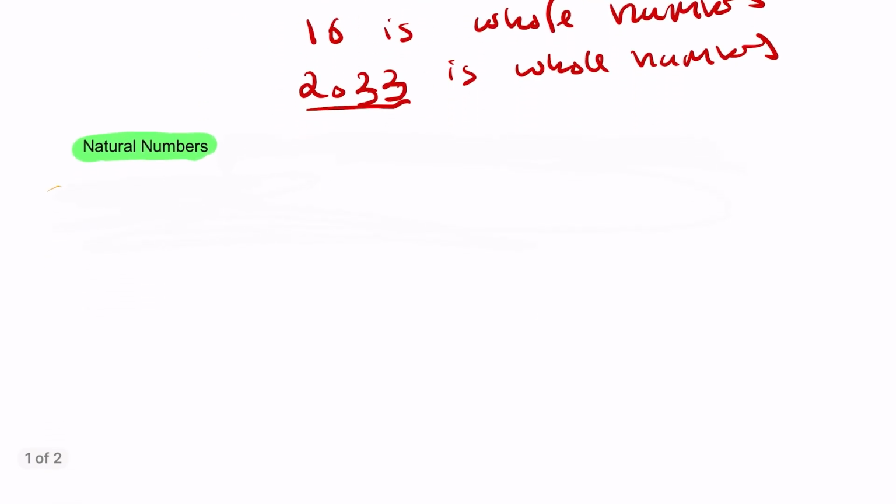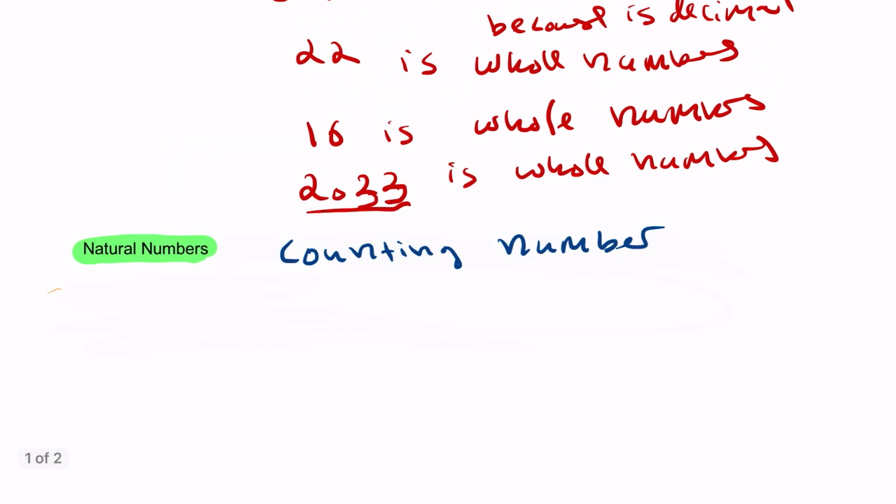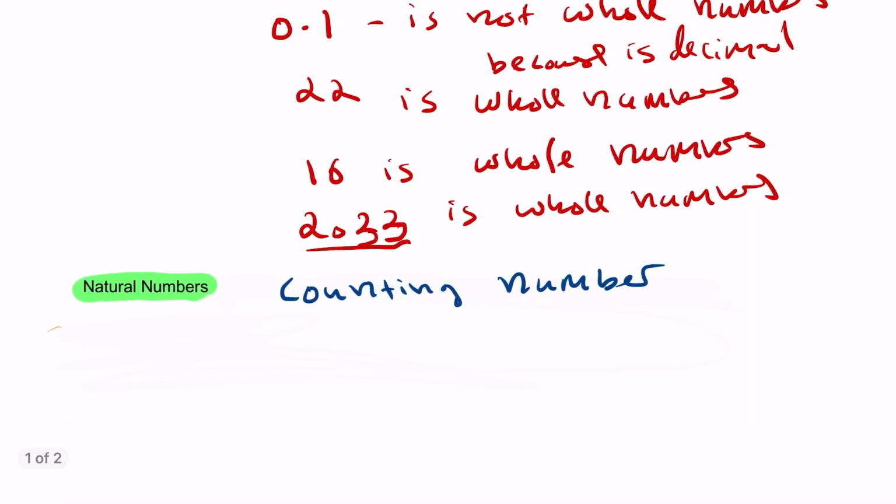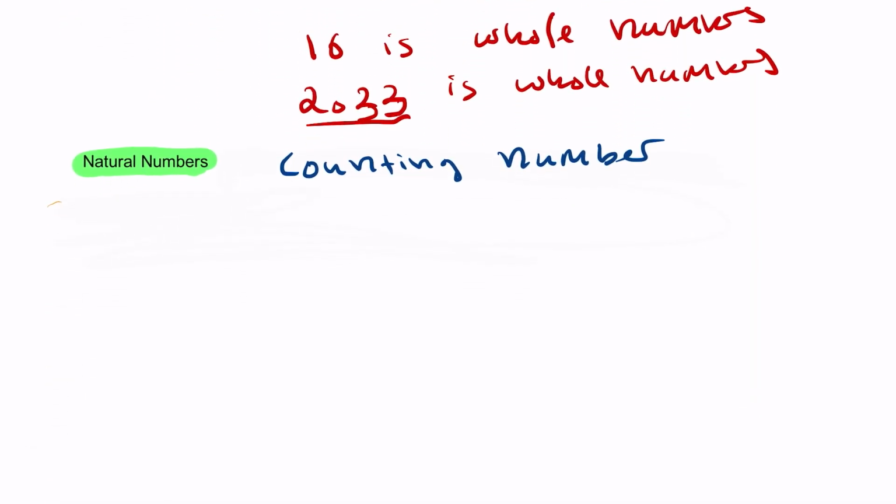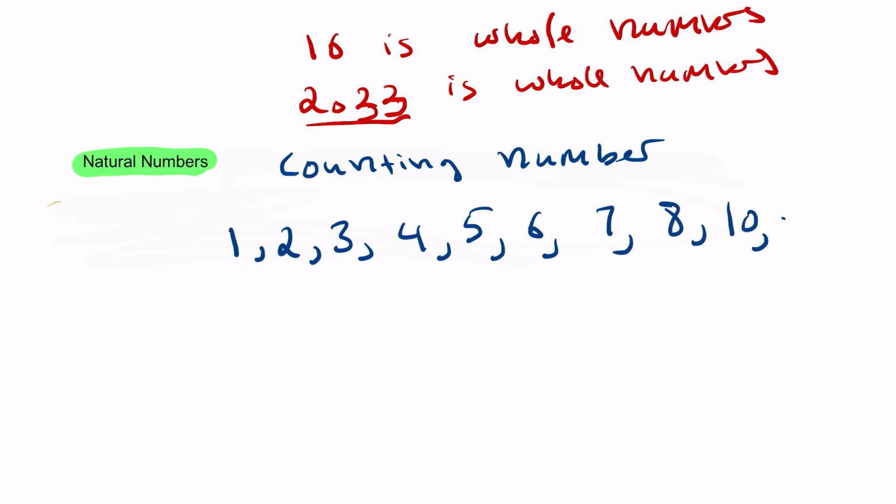Okay, let's look at the natural numbers. A natural number is a simple idea. It's basically a counting number. We know the whole number is a counting number with 0, so a natural number is usually from 1, like 1, 2, 3, 4, 5, 6, 7, 8, 9, and so on.